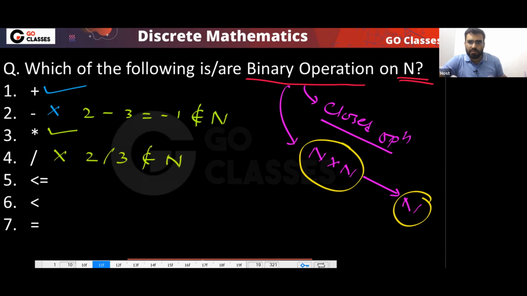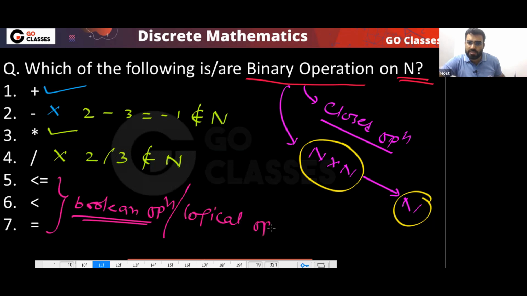And what about 5, 6, 7? What about them? These are Boolean, true-false things. These are Boolean operations, or I can say these are true-false logical operations.